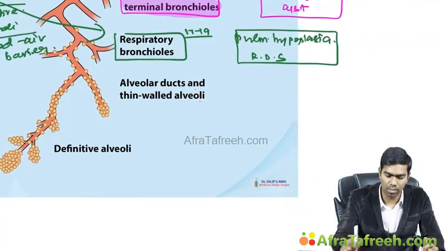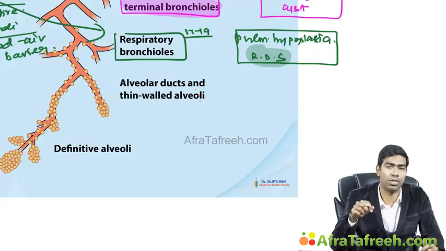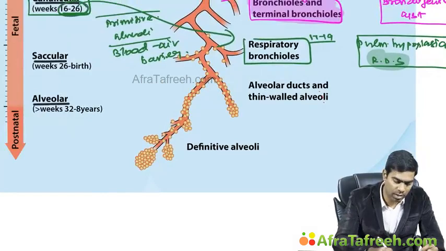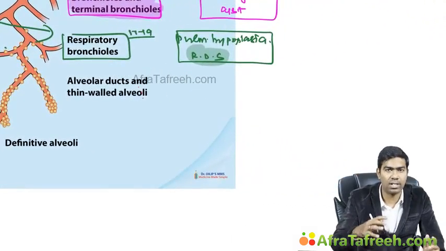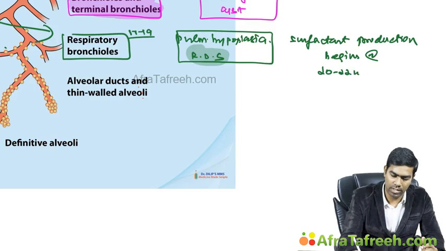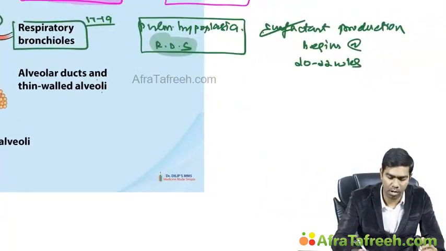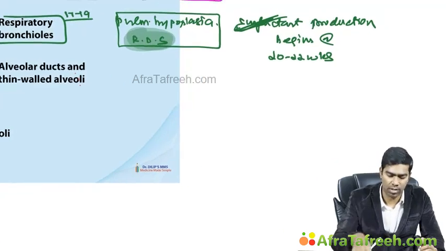At the same time, poor development of surfactant might result in respiratory distress syndrome. Why am I mentioning respiratory distress and hyaline membrane disease of the newborn in this particular period? Because this 16 to 26 week mark is when surfactant production starts. So if someone asks you when surfactant production begins, it is at approximately 20 to 22 weeks, which is in the canalicular period. That is why any problem in surfactant production during this period will result in respiratory distress syndrome and hyaline disease of the newborn.